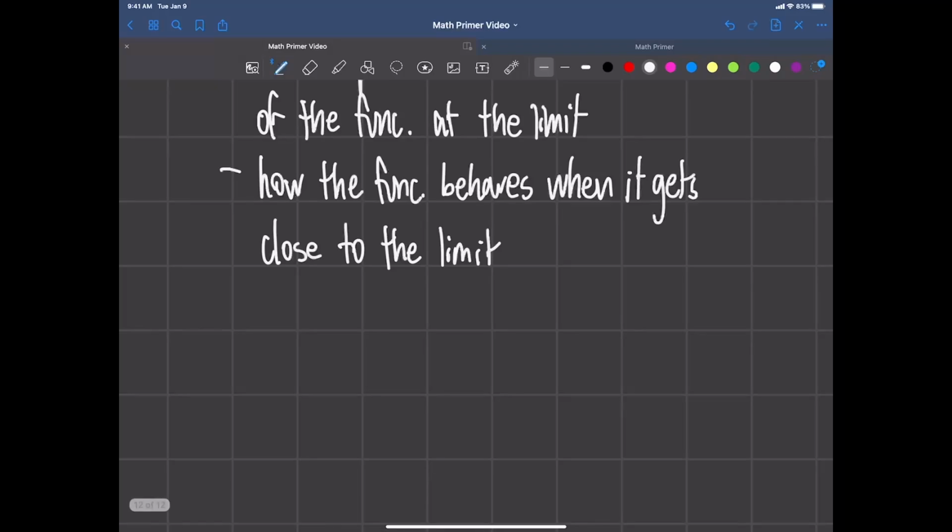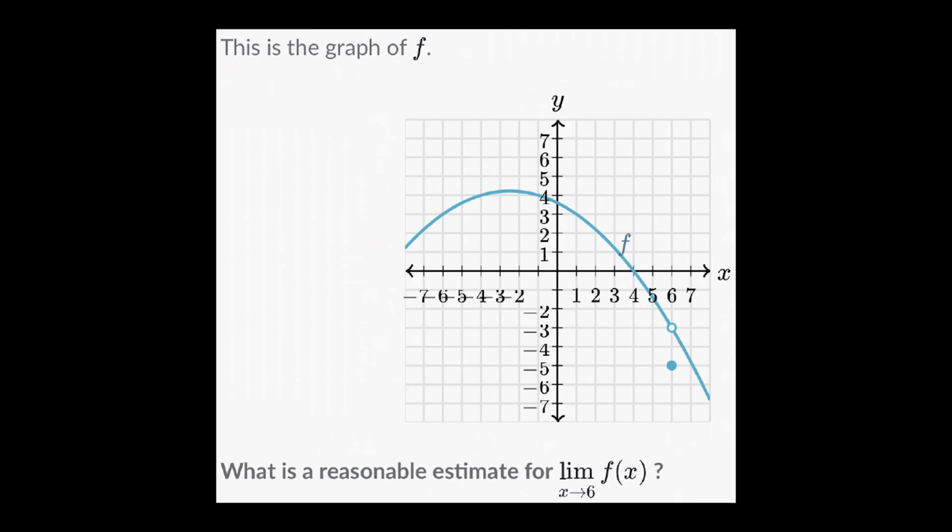We have a special notation to talk about limits. For example, the limit of f of x as x approaches 3 would be written as this. The limit of f of x as x approaches 3. Here's an example problem. This is the graph of f. What is a reasonable estimate for f of x at the limit as x approaches 6? The solution here is -3.